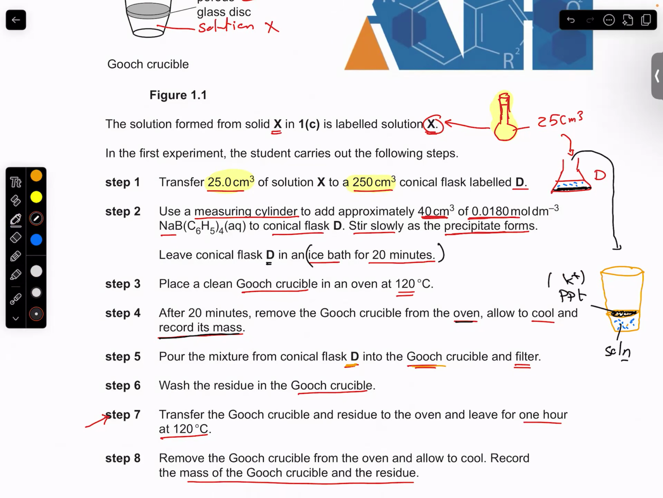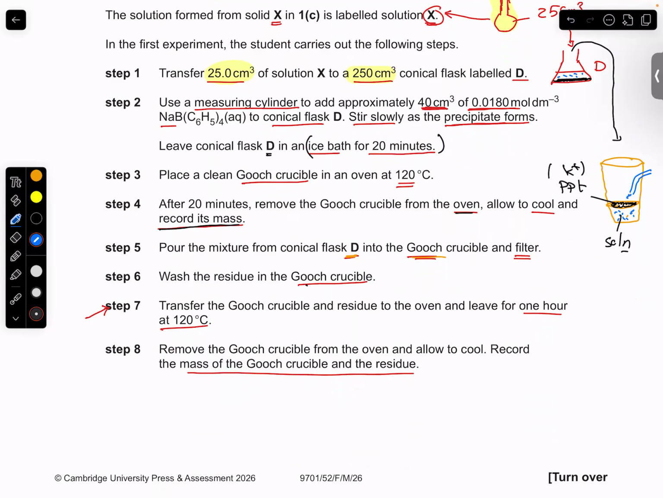Wash the residue in the Gooch crucible. We will use distilled water to wash this precipitate. Transfer the Gooch crucible and the residue to the oven and leave it for 1 hour at 120 °C.